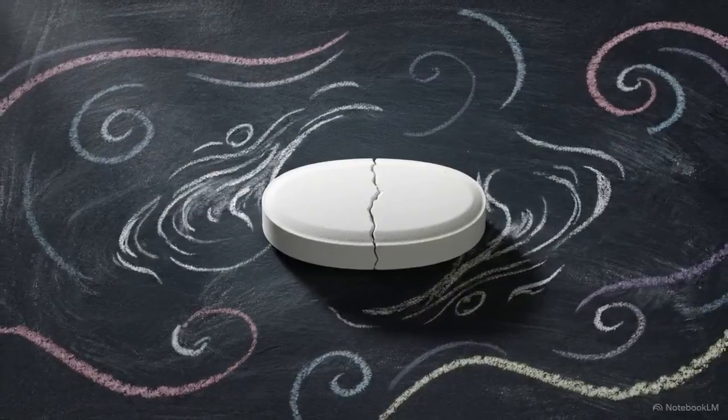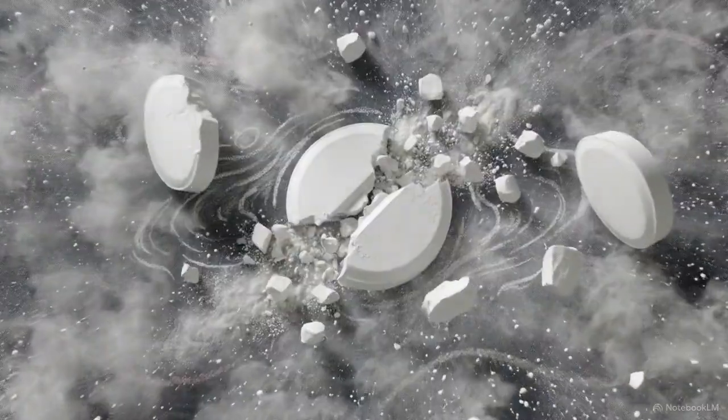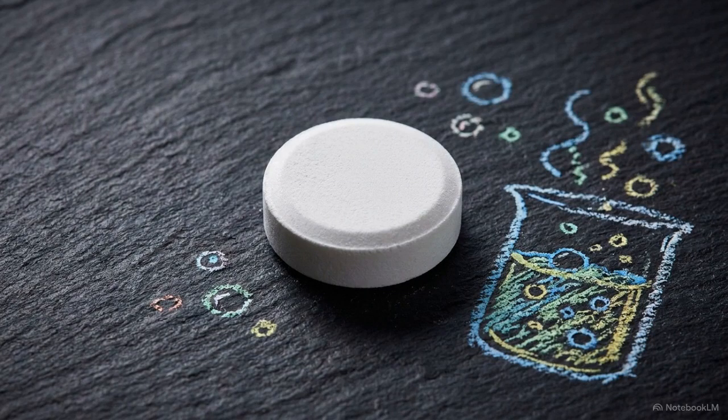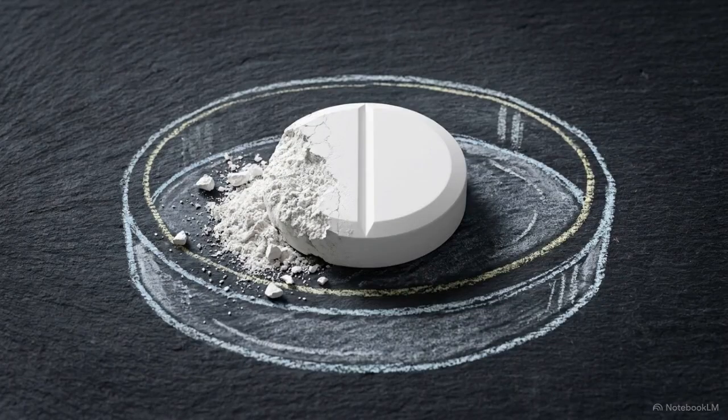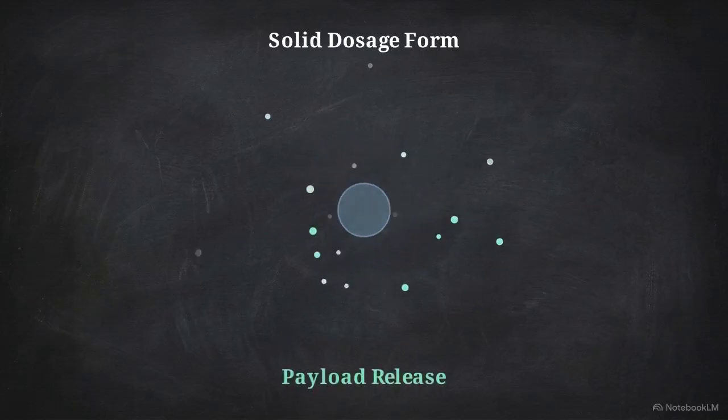You can have two pills with the exact same amount of active medication, but while one relieves your symptoms in 20 minutes, the other might take hours to even start working. The difference comes down to a process called dissolution, the specific rate at which a pill breaks down and releases its payload into the body.